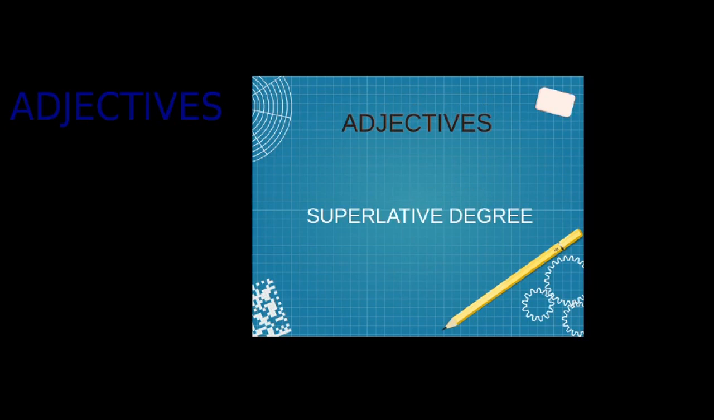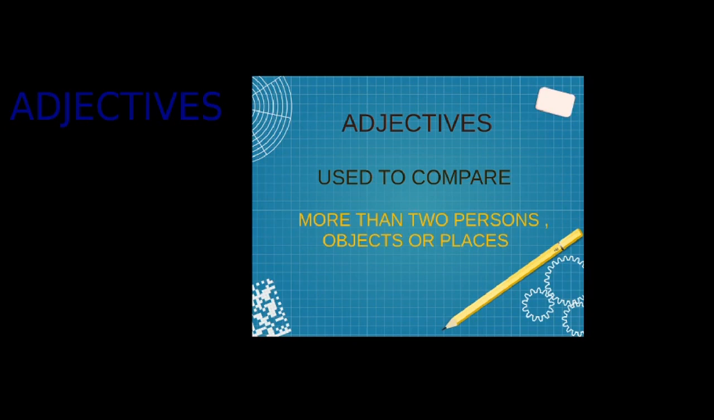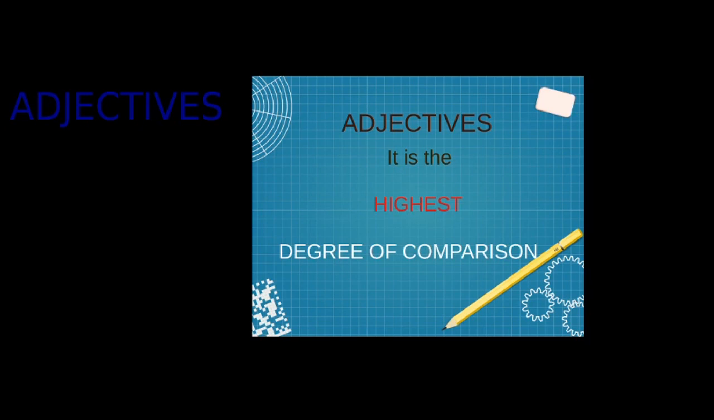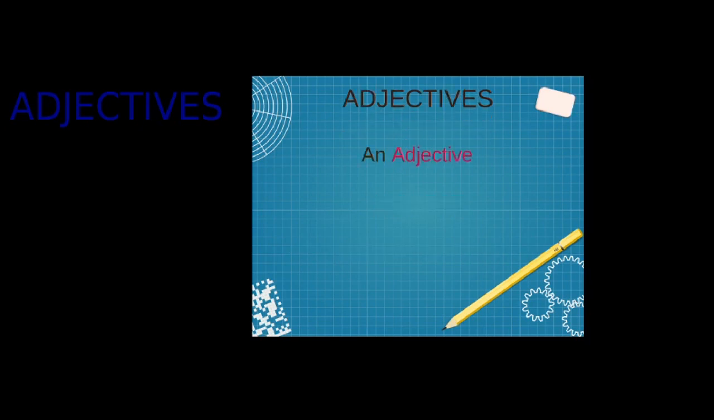Superlative degree is used to compare more than two persons, objects or places. So when there are more than two people or objects or places, we use the superlative degree. Sanjay is the smartest boy in the class. So it is the highest degree of comparison.